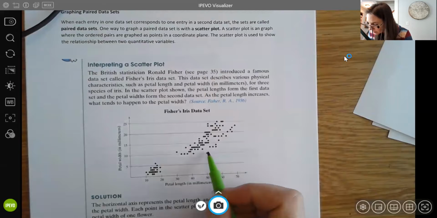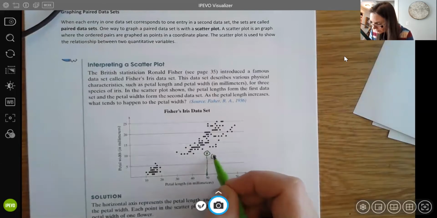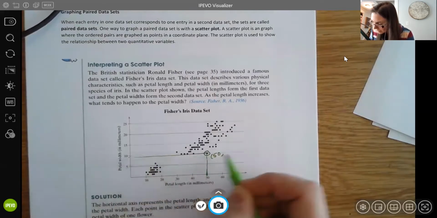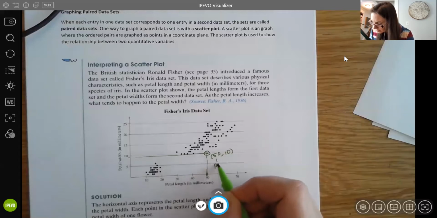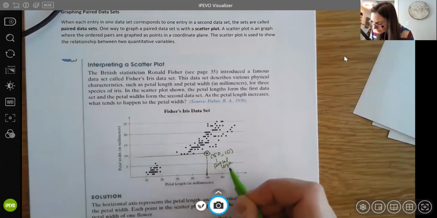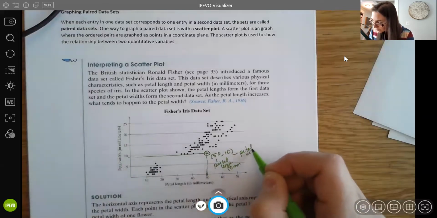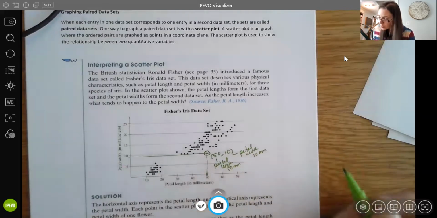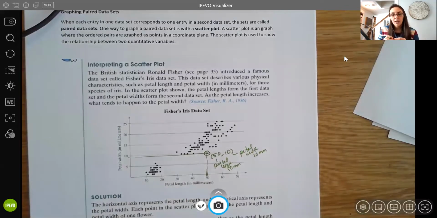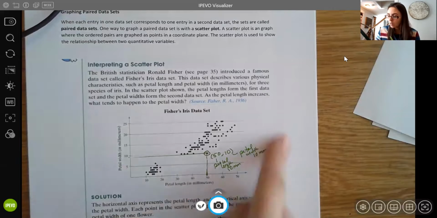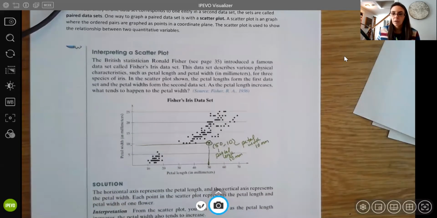But for instance, I'm just going to use this point here as you can see. So this looks like it's about at 50. So this is the point 50, comma, and then over here I have 10. So this says that the petal length is about 50 millimeters, and then this is the petal width, which is about 10 millimeters. So we're taking each individual point, looking at a flower's, let's say, petal length compared to their petal width, and we're plotting those points along our grid. So this really goes back to those basics of the XY plane.